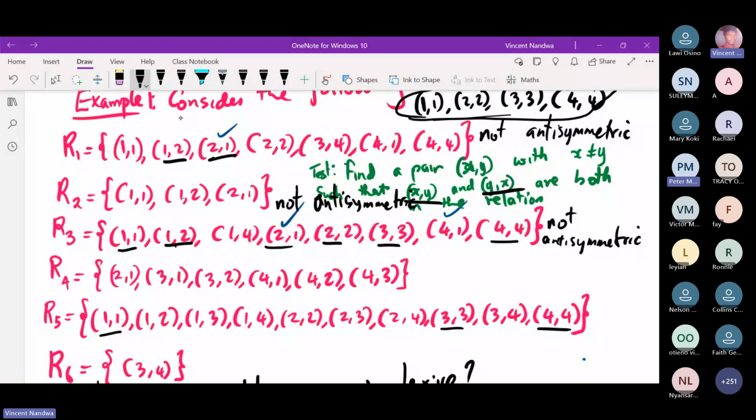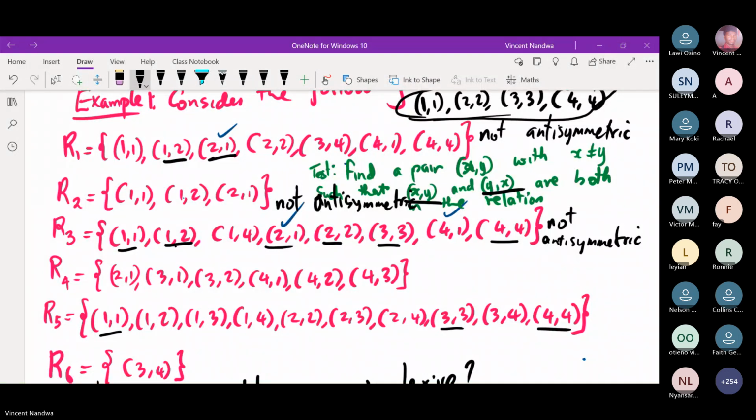3, 1. Is there 1, 3? No. And then 3, 2. Is there a 2, 3? No. 4, 1. Is there a 1, 4? No. 4, 2. Is there a 2, 4? No. 4, 3. Is there a 3, 4? No. So what's the verdict? This one is now antisymmetric. Yeah, antisymmetric.